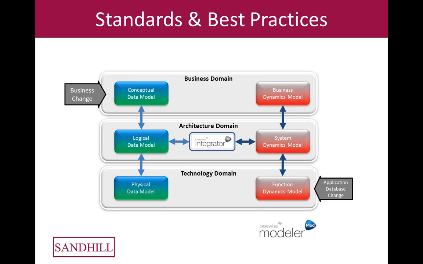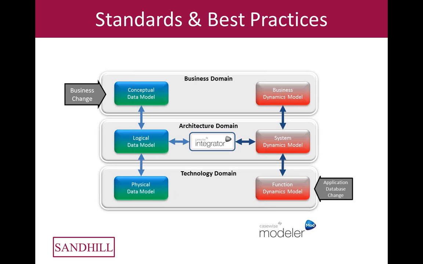Then, as we saw with the integration with Casewise, we can go over to the similar set of models in the process domain: the business dynamics model equivalent to our conceptual data models, the systems dynamic model relatively similar to our logical models, and the function dynamics models are all different types of process models within the Casewise modeler. If we look at the bottom side, we can see the application and database change that happens as a result of seeing an impact from any of the changes in any particular area. It could be that the application or database change is needed from the technology side on the right, which may have an impact on the process change.